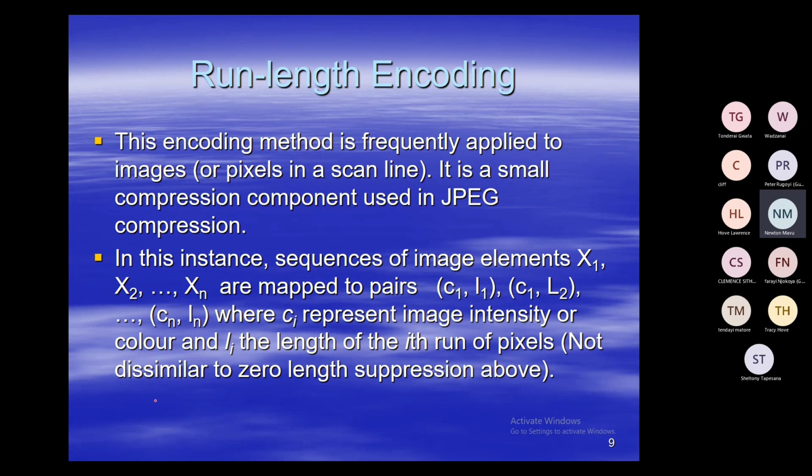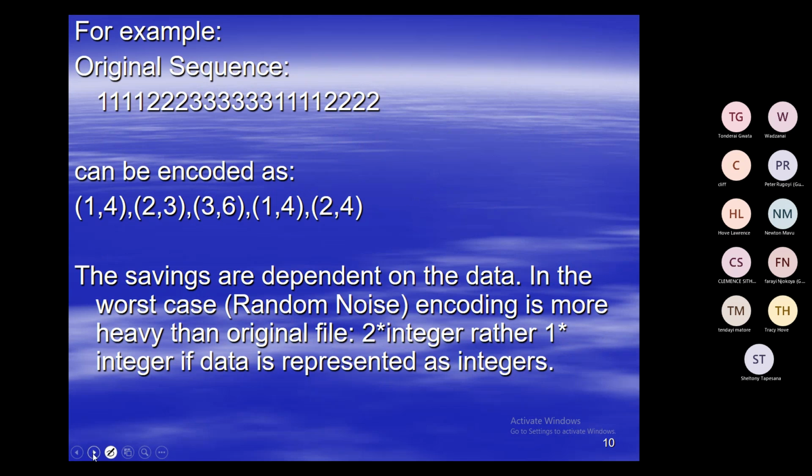In this instance, sequences of image elements or pixels can be reduced in such a way that pixel colors that are appearing more should take a smaller number of bits. Instead of saying each and every color is 8 bits, we can turn other colors to 2 bits, other colors to 4 bits, other colors to 6 bits, and then our image becomes smaller.